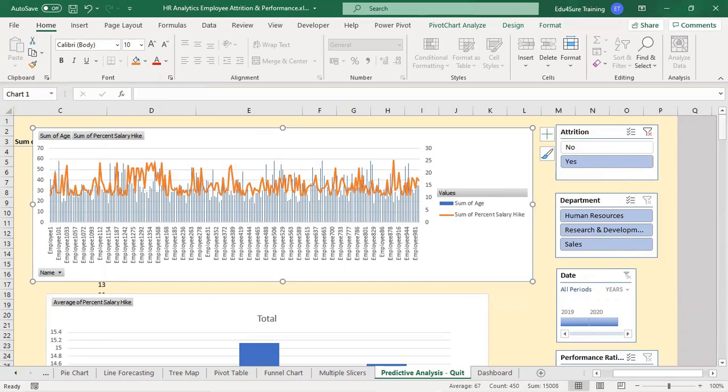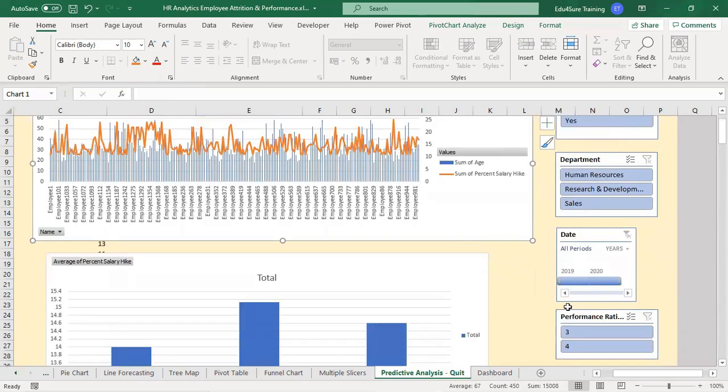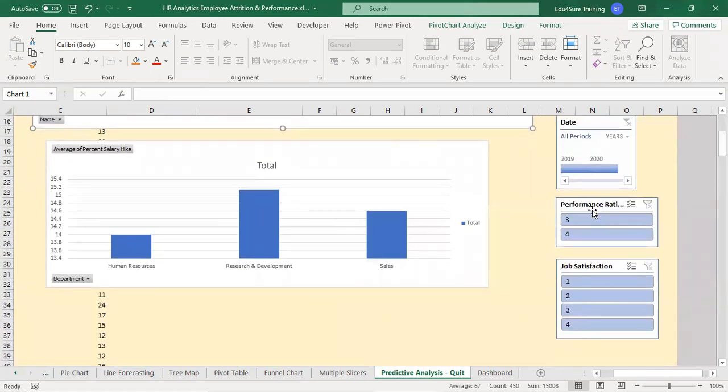Another slicer we have created is for the department. In the timeline, I have taken the years because I would be studying this data department-wise and year-wise, right? Then we have 2 factors. One is performance rating. Another is job satisfaction. Performance rating is a view by the manager about the employee. And job satisfaction is a view of the employee about the entire job, be it the manager or anything else. I mean, job satisfaction with respect to anything, right?